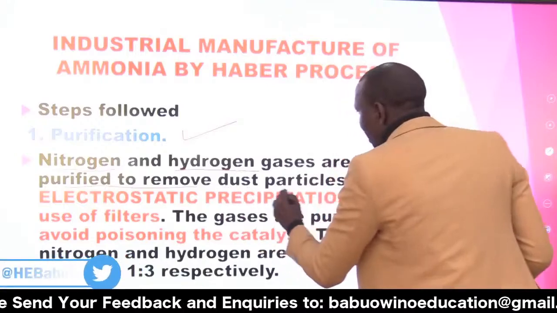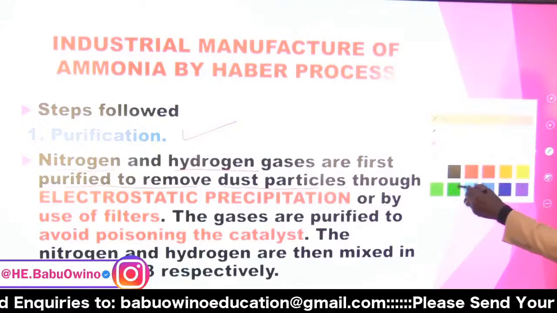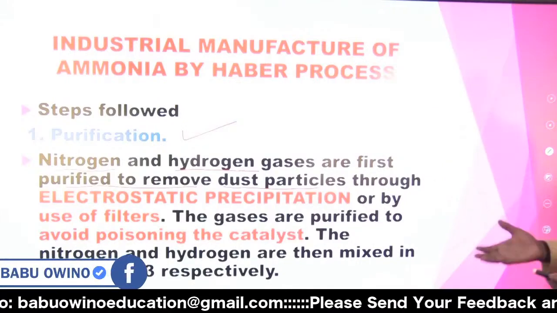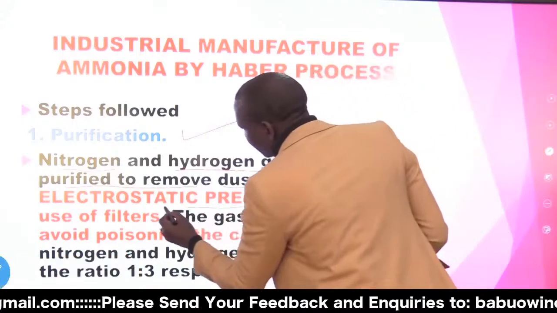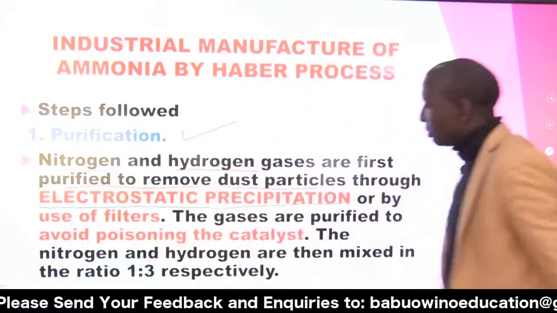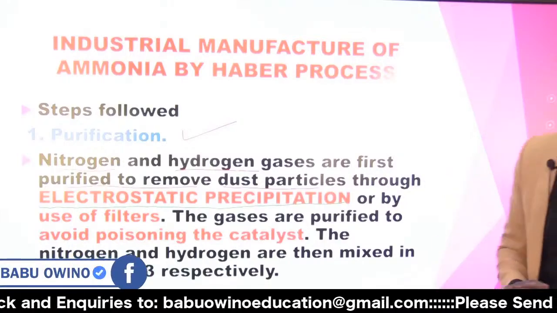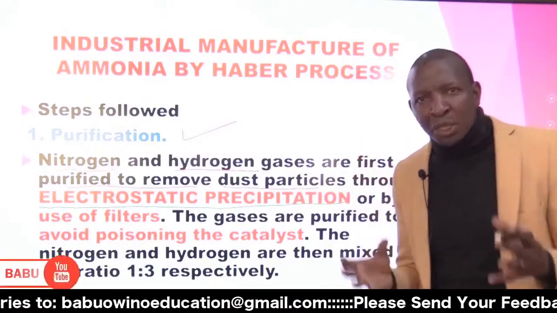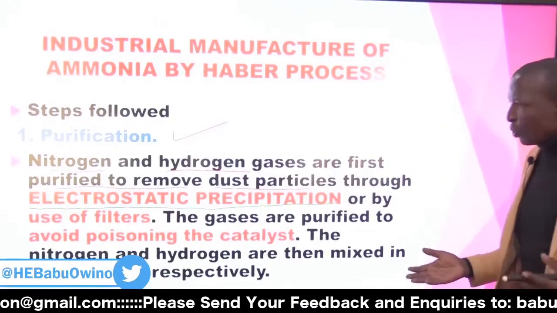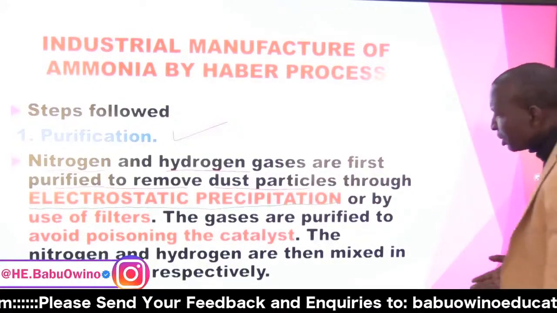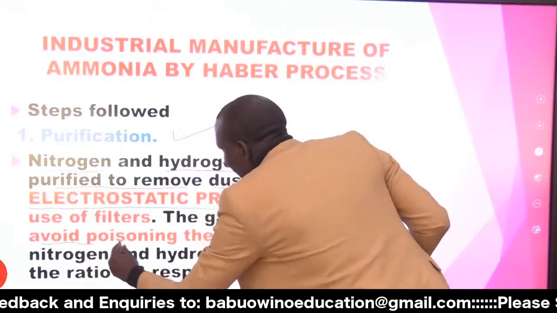The impurities there are the dust particles. Remember, you need to know which impurities are removed. So we remove the dust particles and arsenic compounds. They are removed via electrostatic precipitation or by use of filters. So the two processes used in removal of impurities are electrostatic precipitation and filtration, which remove the dust particles. They are purified to avoid poisoning the catalyst.